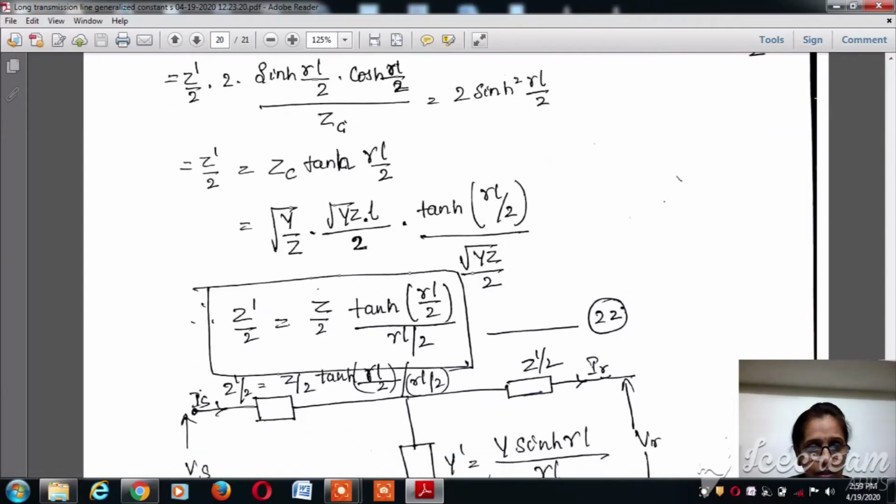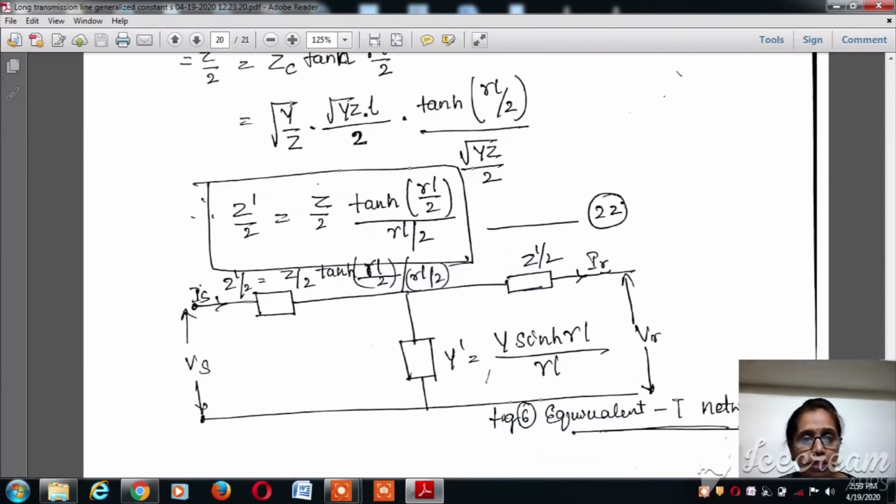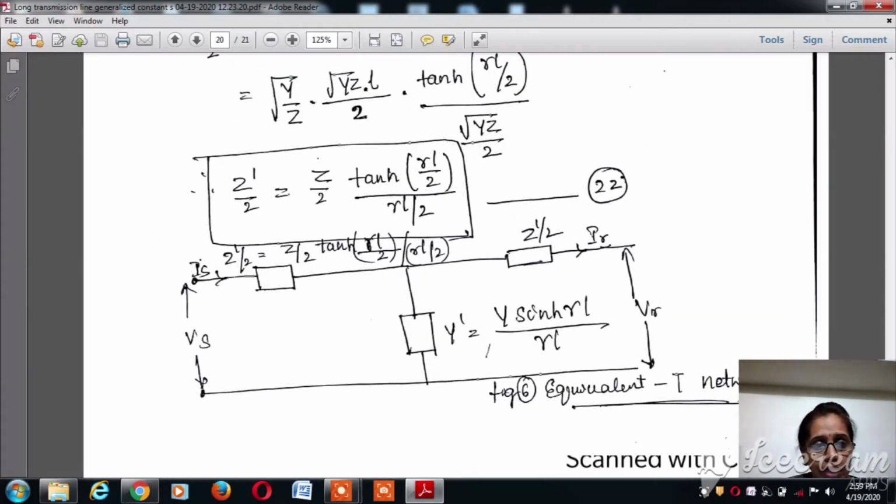Now if we further simplify this, multiply this equation, root of y divided by z multiplied by square root of yz into L divided by 2 multiplied by tan hyperbolic gamma L divided by 2, divided by square root of yz divided by 2. So z dash divided by 2 is equal to z divided by 2 into tan hyperbolic gamma L divided by 2 divided by gamma L divided by 2. So this is equation 22. So z dash divided by 2 is equal to z divided by 2 into tan hyperbolic gamma L divided by 2 into gamma L divided by 2.